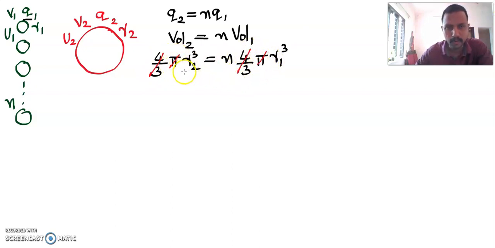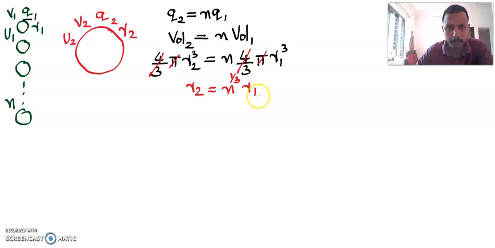That means we'll have R2 cube is equal to n R1 cube. And if we take the cube root on both sides, we could write R2 is equal to the cube root of n, which can be written as n raised to 1 by 3. R1 cube's cube root is R1. Therefore, we get the relation R2 is equal to n raised to 1 by 3 R1. Is that clear? Therefore, we have a relation between the final radius and initial radius, or larger radius and smaller radius.